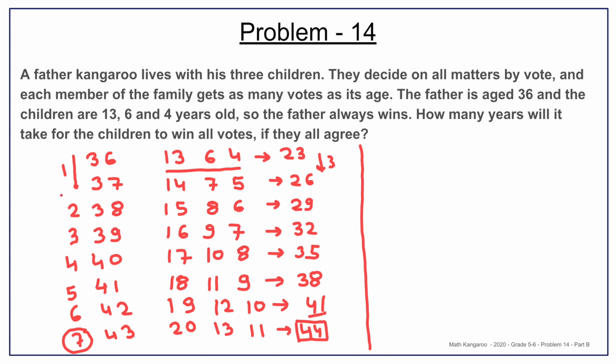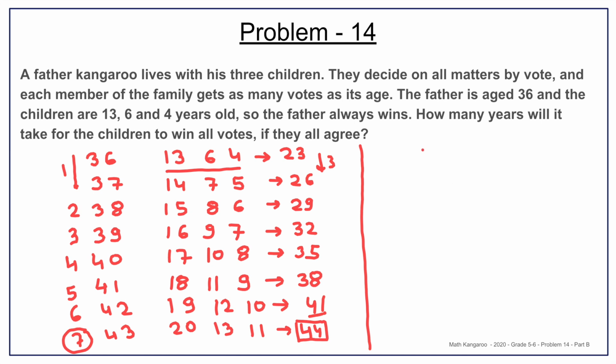So this is option 1. You can solve through this or you can use some maths. So we know that every year we get 1 year older. That means everyone gets 1 more vote. The father gets 1 new vote each year. The kids together get 3 new votes. That means each year the kids gain 2 more votes than the father.